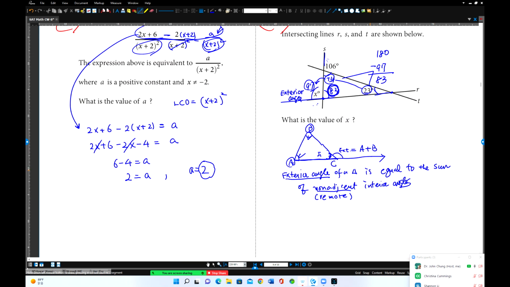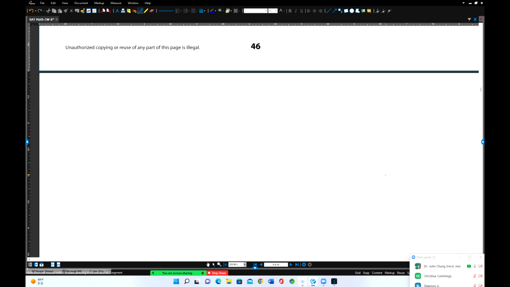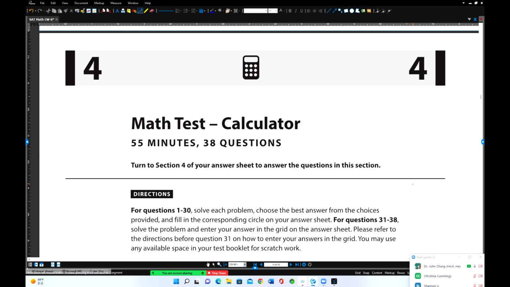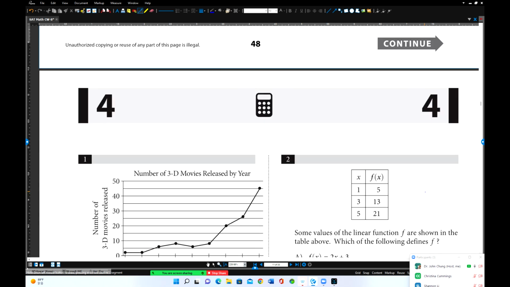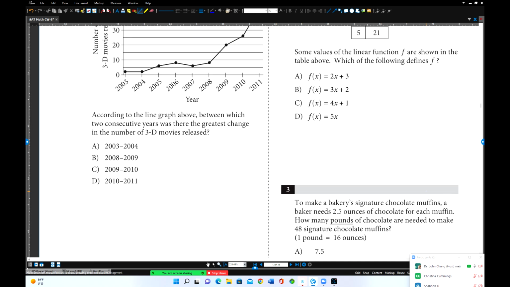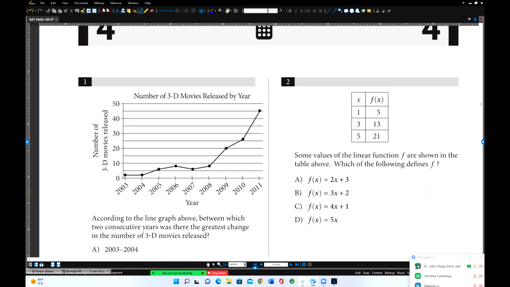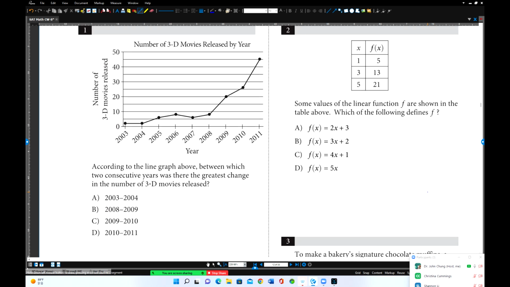Okay, we did number 20. Just move on to section 4 there. I'm going to select some questions over here, okay? They already give the greatest change. Greatest change is what? You're going to find what? Which one is the steepest line? This is the steepest line, okay?